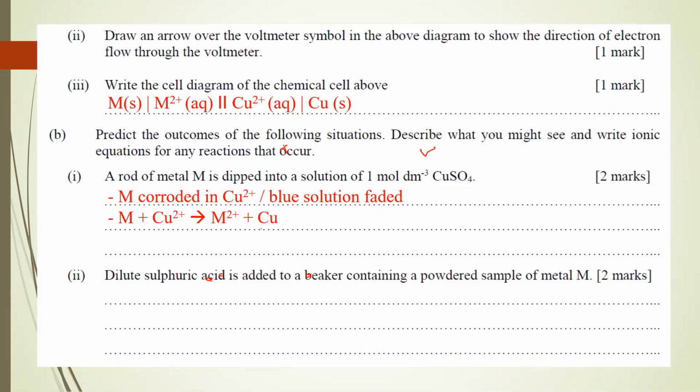And number 2, dilute sulfuric acid is added to a beaker containing a powder of metal M. So what will happen to the observation? You expect effervescence, bubbling.